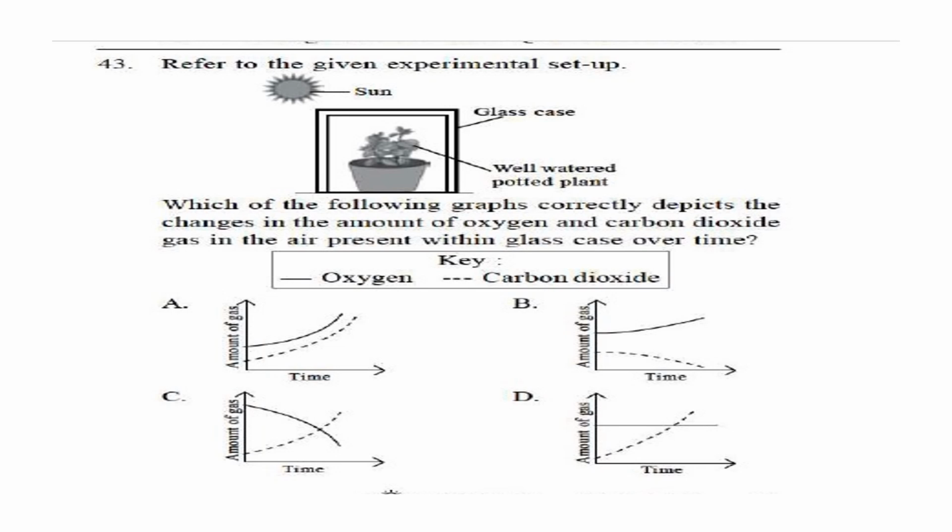Question number 43. Refer to the given experimental setup. Which of the following graphs correctly depicts the changes in the amount of oxygen and carbon dioxide gas in the air present within glass case over time? Oxygen is this line and carbon dioxide is dotted line. So over time, the carbon dioxide will decrease and the level of oxygen will increase. Answer is option B.